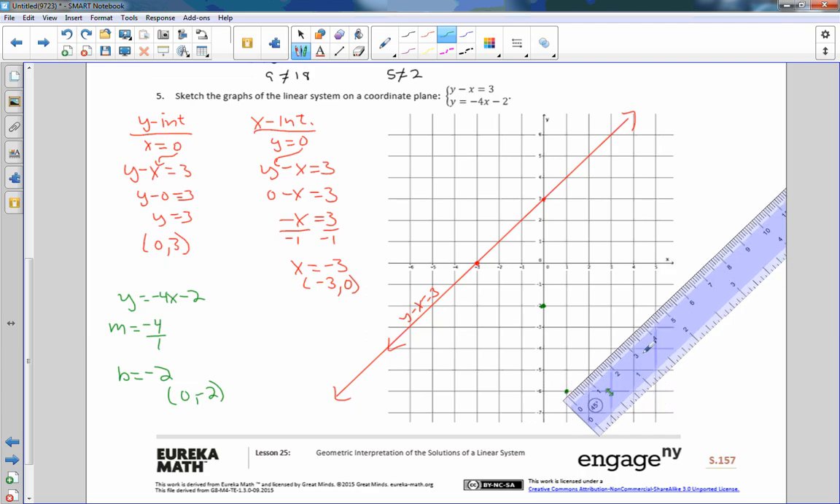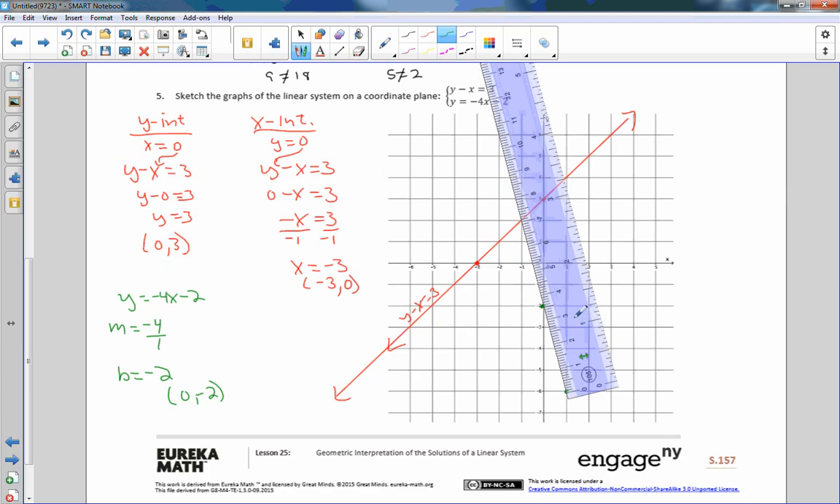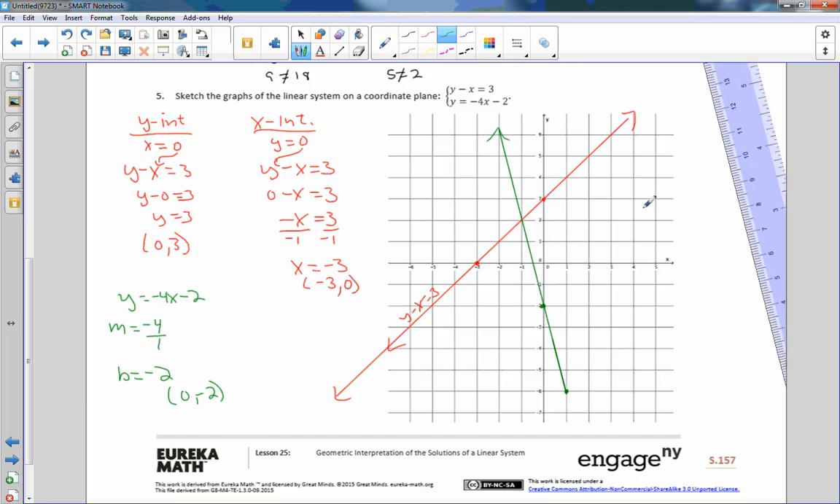Okay. Drawing a line through these points will give me this line right here. Okay, and that is the line y equals negative 4x minus 2. Okay, kind of tough to write at an angle with this thing. So there it is. There's our equation.